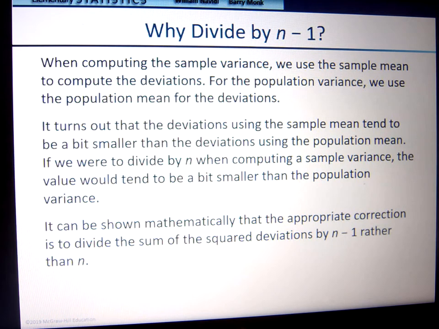So they show it mathematically, and I believe in your book they do show as well, that the appropriate correction is to divide by n minus 1 rather than n. So this is exactly why we just talked about dividing by n minus 1. Okay, you just have to remember that when it's a sample variance, you divide by n minus 1.